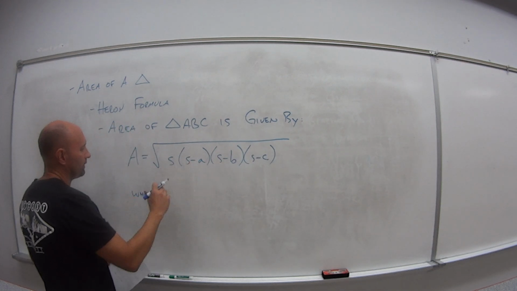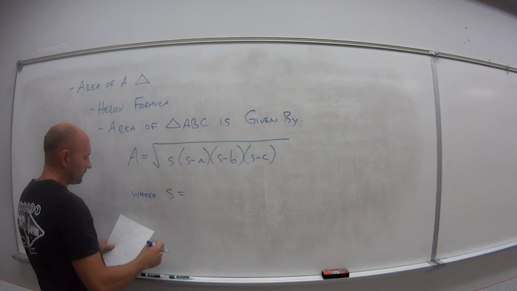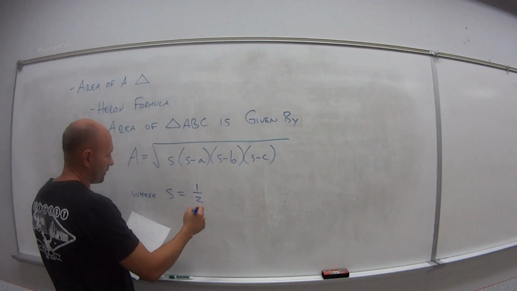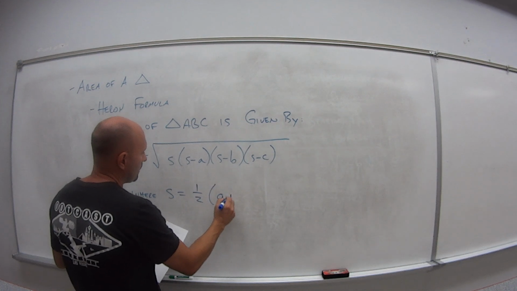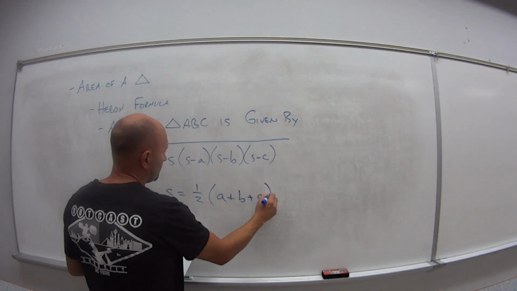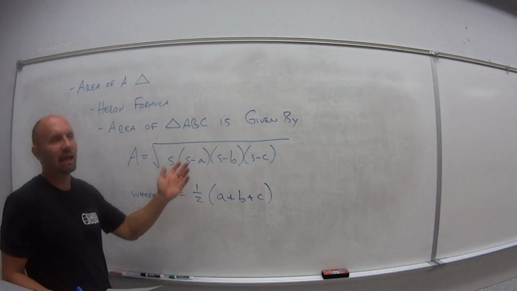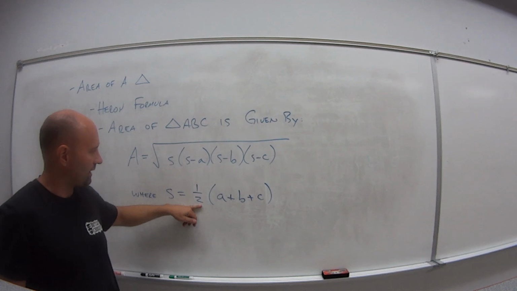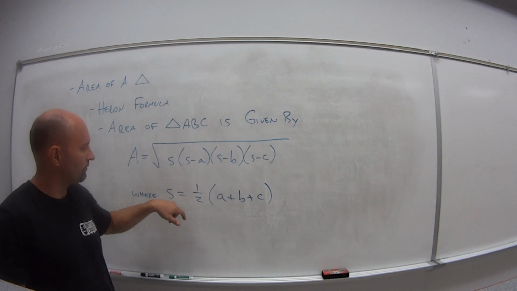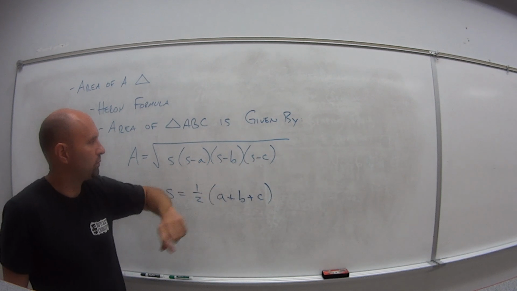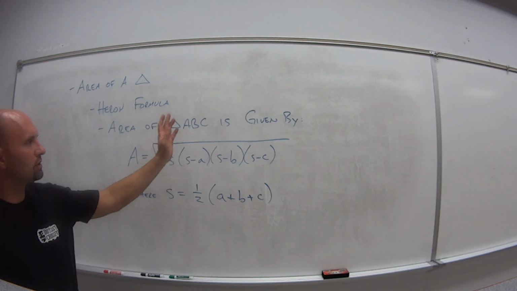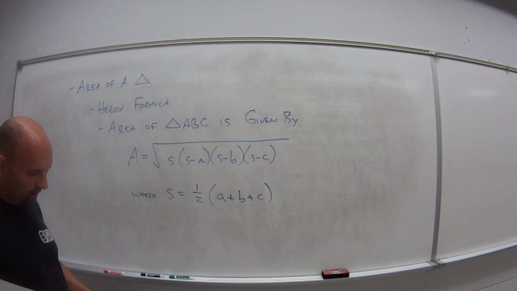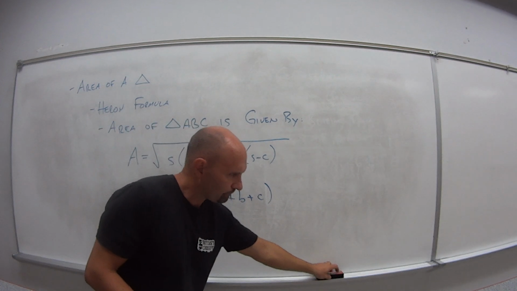But we have this other value S. So S is defined as the following. It's 1/2, and don't forget that part, A plus B plus C. So you're going to add up all 3 sides, take half of that value, and that'll be your value for S. And then you'll just plug all those values into this equation, multiply them all together, take square root, that gives you the area of a triangle.